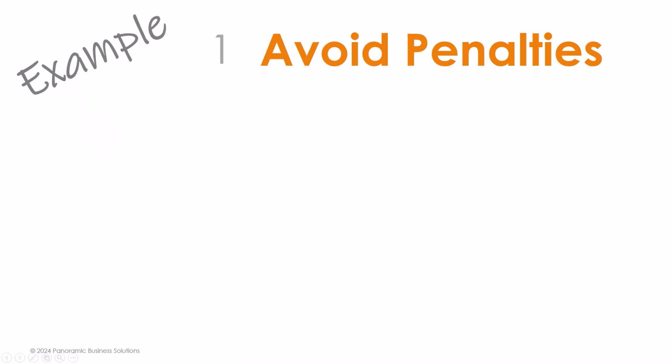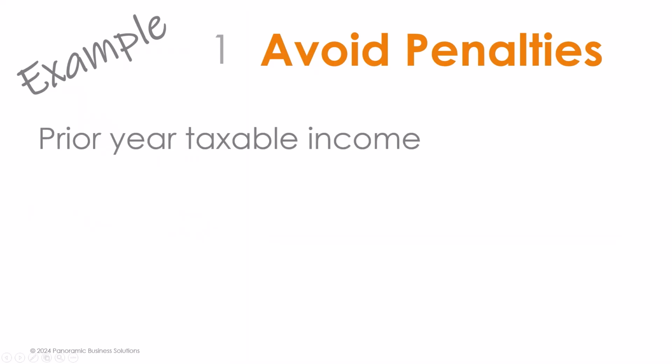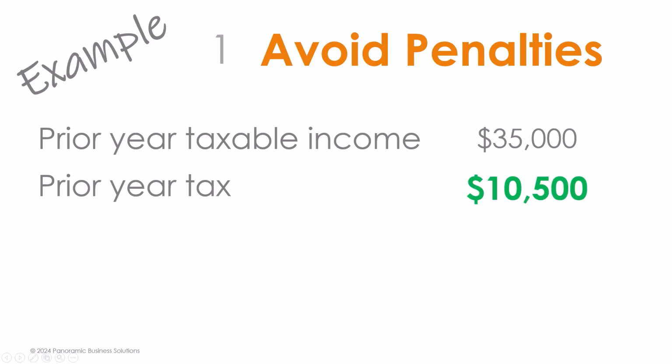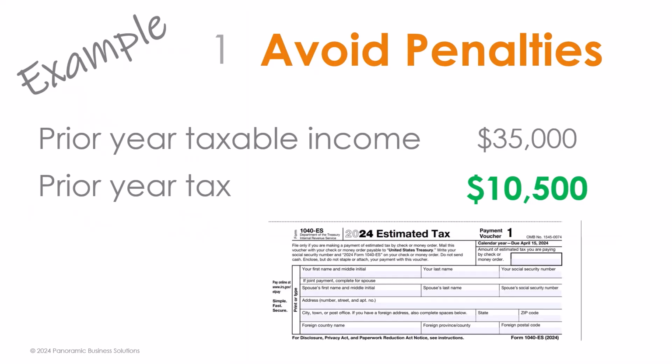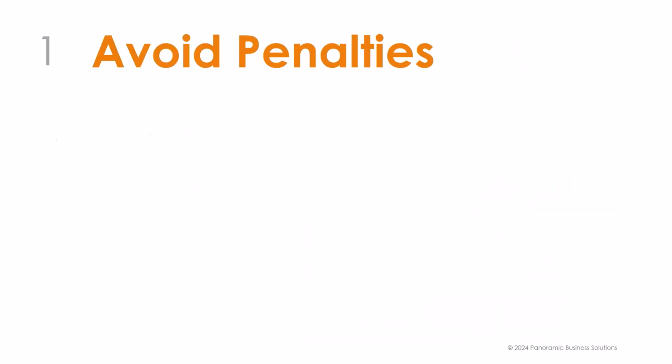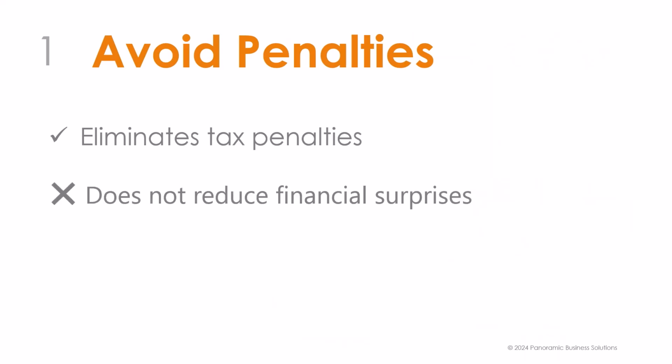So here's an example. If your prior year taxable income is $35,000 at the 30% tax rate, your prior year tax is $10,500. Your tax accountant will give you estimated tax vouchers that total $10,500. Now, this level of tax planning does help you eliminate tax penalties, but it does not reduce financial surprises.